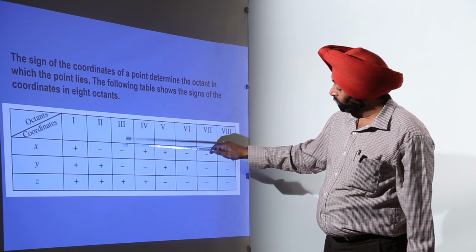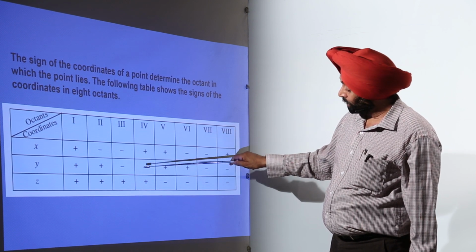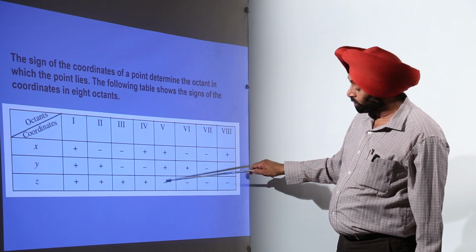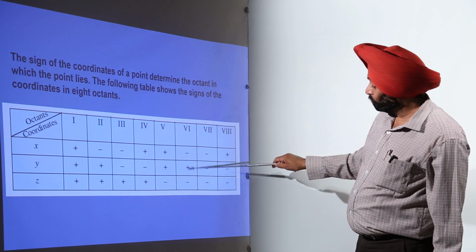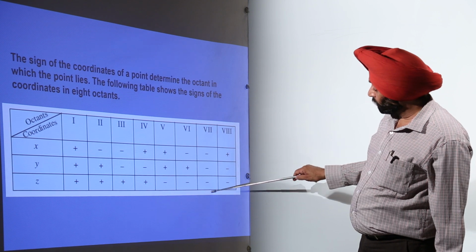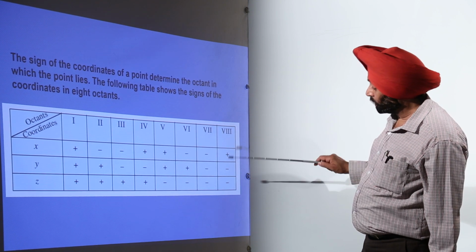In the third, negative, negative, positive. In the fourth, positive, negative, positive. Then fifth, positive, positive, negative. Sixth, negative, positive, negative. Seventh, negative, negative, negative, and in the eighth, positive, negative and negative.